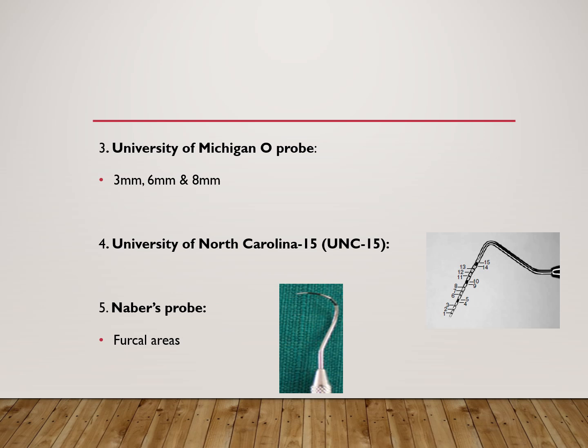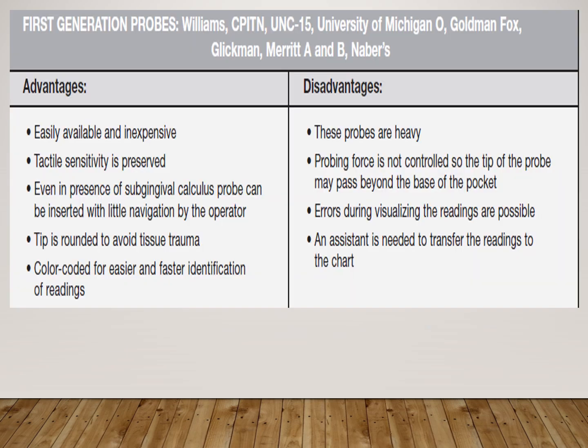Then there is University of Michigan O probe, which has color coding or calibrations at 3 mm, 6 mm, and 8 mm. Then there is UNC 15 probe, which has calibrations till 15 mm and color coding at 5, 10, and 15 mm. There's Nabers probe, which is used for assessing furcation.